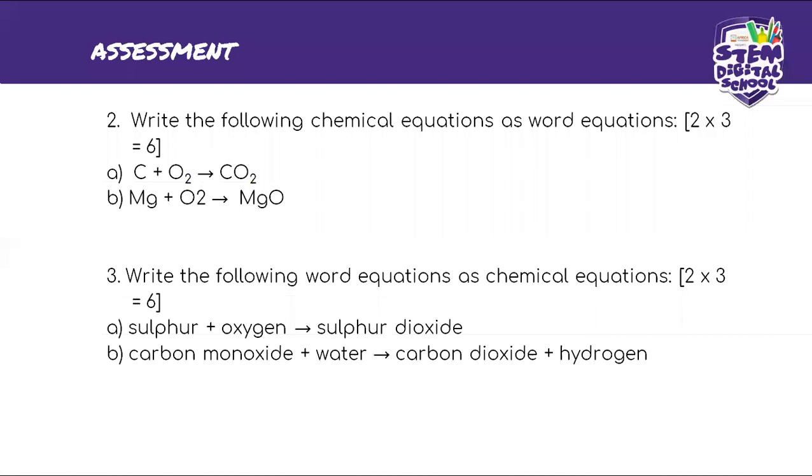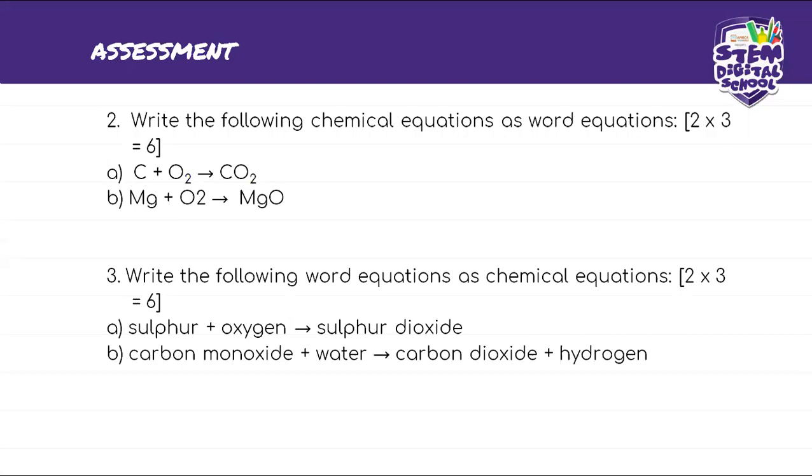All right. Write the following chemical equations as word equations. Each equation is 3 marks. So your reactants are 2, so you have 2 marks. Your product is 1 mark. The same thing, so you get 3 marks.